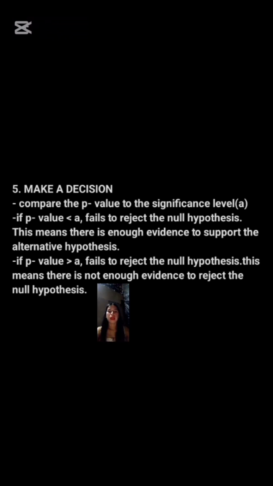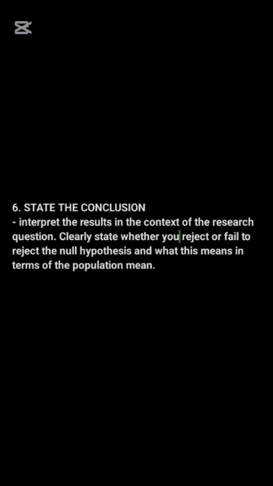Number 5, make a decision. The decision to reject or fail to reject the null hypothesis is based on comparing the p-value to the significance level. If the p-value is less than or equal to the significance level, you can reject the null hypothesis because there is enough evidence to support the alternative hypothesis. But if the p-value is greater, you fail to reject because there is not enough evidence to reject the null hypothesis.